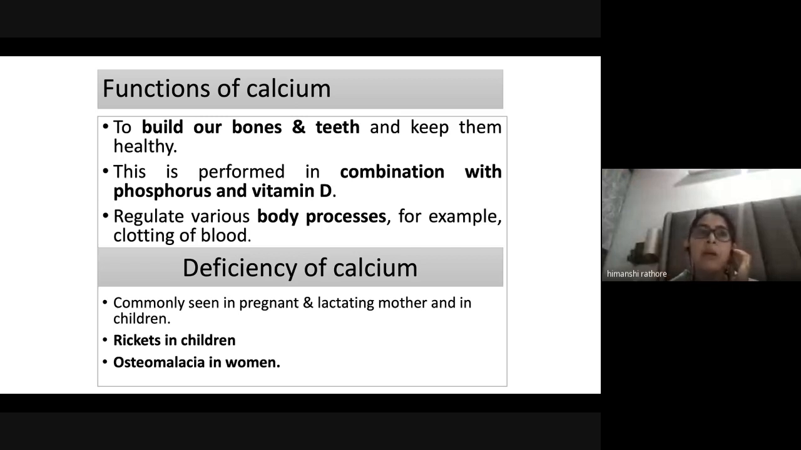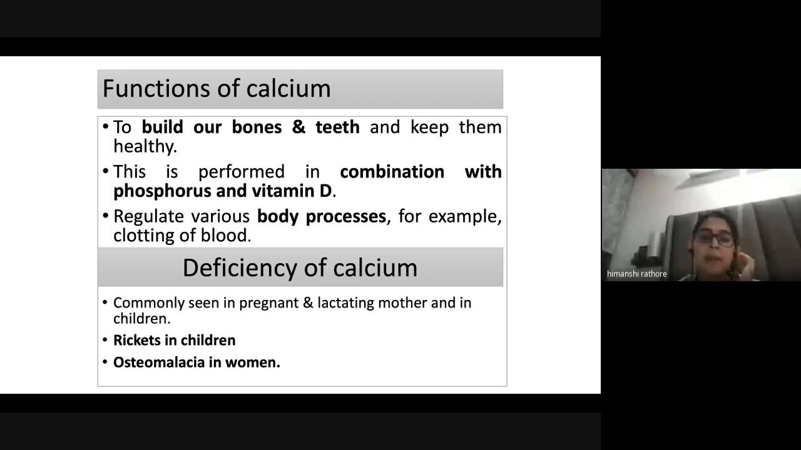Then, apart from maintaining healthy bones and healthy teeth, it also regulates other mechanisms like clotting of blood. So it's not only vitamin K, not only vitamin C, but we need calcium also, which helps in wound healing. So these are the three nutrients. Later on, you will be knowing about the other minerals also. Till now, just recall that vitamin K, vitamin C, and calcium are required for the clotting of blood.